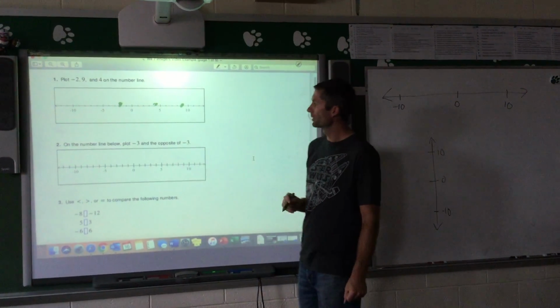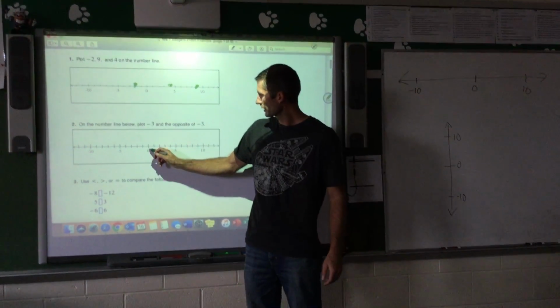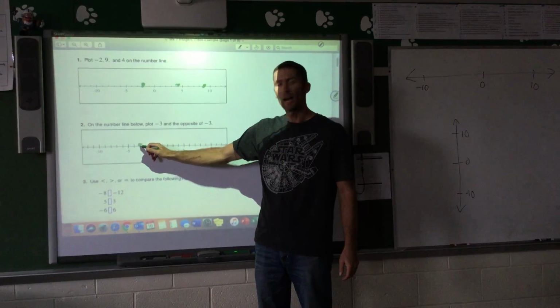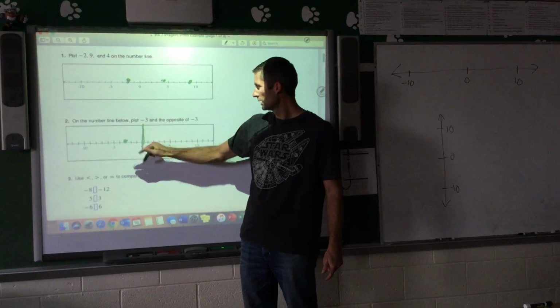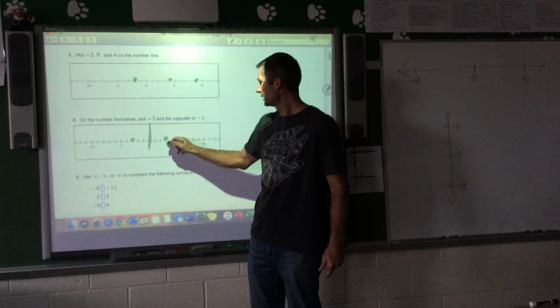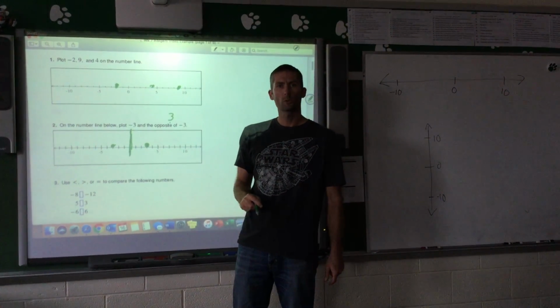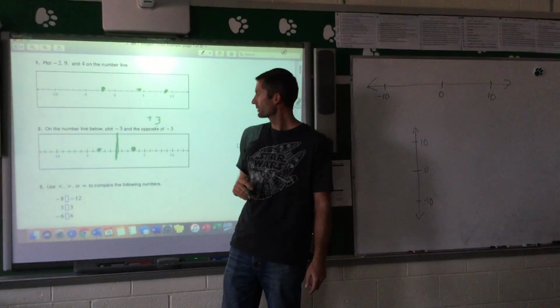Okay, next. On the number line below, plot -3, and then the opposite of -3. Okay, so -3 is here: 1, 2, 3. And the opposite of -3 is the same number that is that far from 0. So I come over here, that far from 0. And the answer to the opposite of -3 is actually +3, which we can write like that. You don't need a plus sign. We just know it's positive.